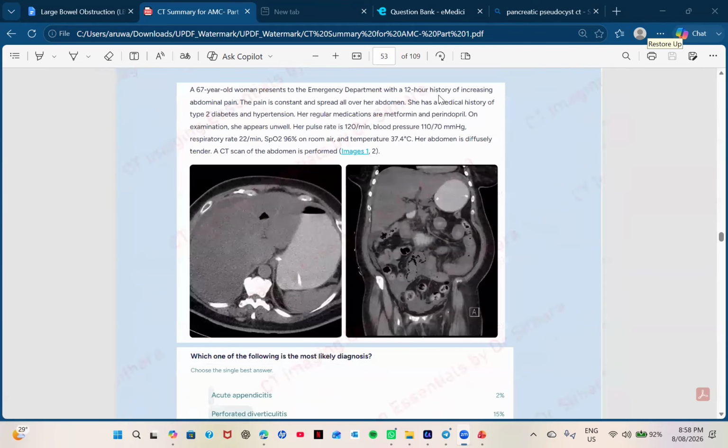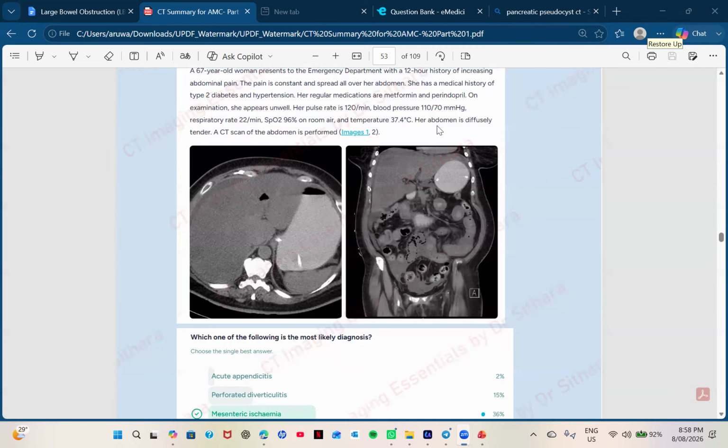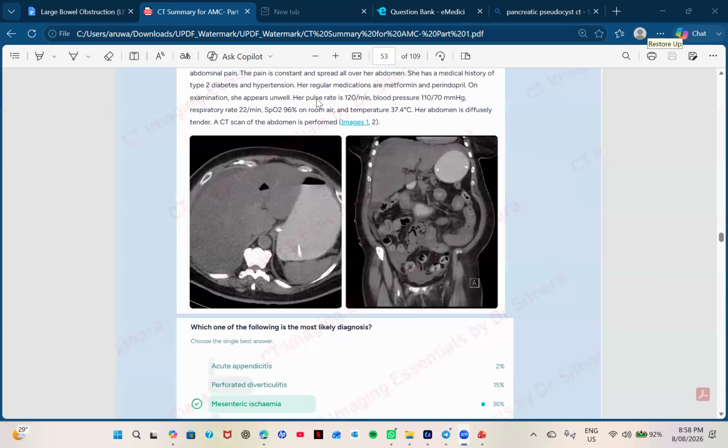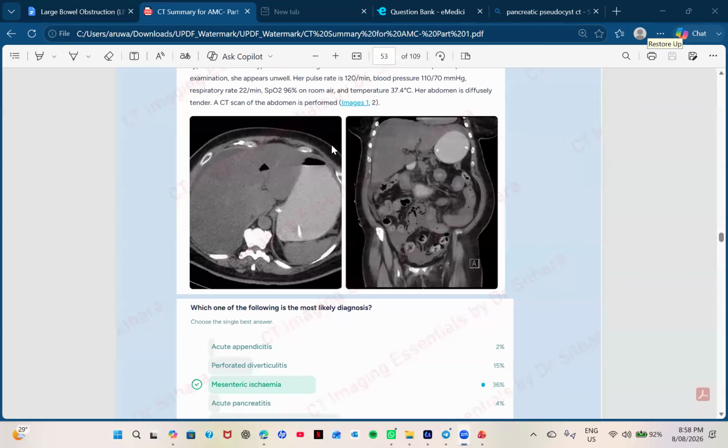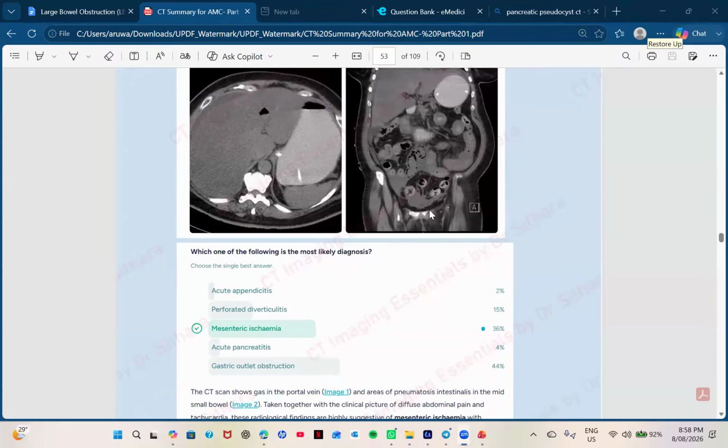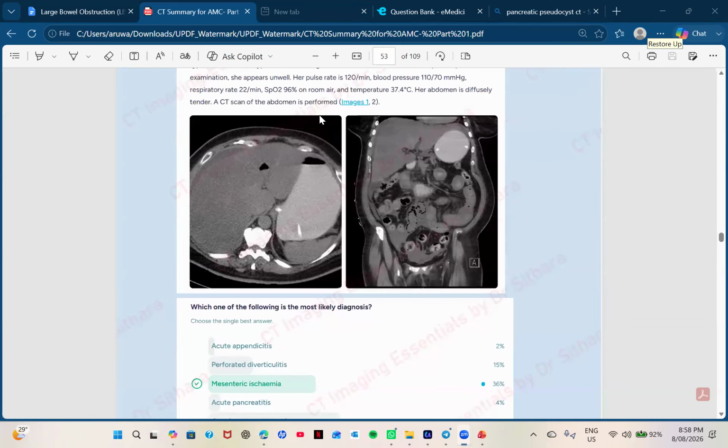A 67-year-old woman presents to the ED with a 12-hour history of increasing abdominal pain. The pain is constant and spread all over her abdomen. She has a medical history of type 2 diabetes and hypertension, with regular medications metformin and perindopril. On examination, she appears unwell. Pulse rate is 120, BP 110 by 70, respiratory rate is 22, temperature 37.4, abdomen diffusely tender. CT is given. So why are you calling it mesenteric ischemia? What are the CT findings you can see here?